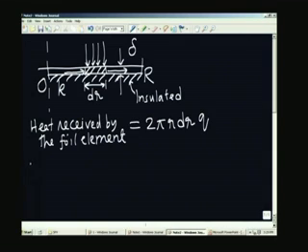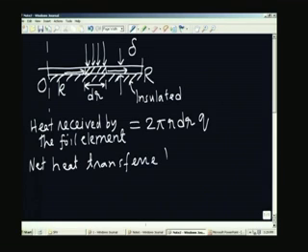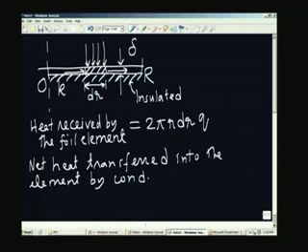Therefore, the net heat transferred into the element by conduction will be this minus this: what is coming and what is leaving is going to give you the difference between the two.